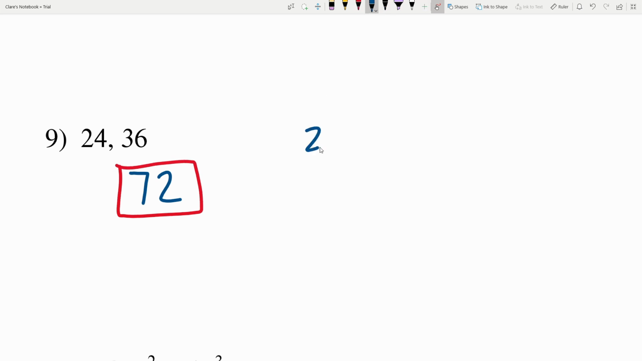And again, 24 times 3: 4 times 3 is 12, carry the 1, 3 times 2 is 6, plus 1 is 7. 24 times 3 is 72, so 72 divided by 24 is a whole number, and 72 divided by 36 is also a whole number. Therefore, in number 9, 72 is our LCM.